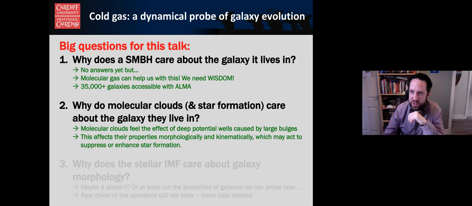And what AMR is also helping us to do with these incredibly high resolution observations is really look at how the morphology of a galaxy, its potential, can change the physics of star formation. So molecular clouds in these objects are feeling the deep potential wells that they're living in. And this is changing star formation properties. So I'll leave it there.